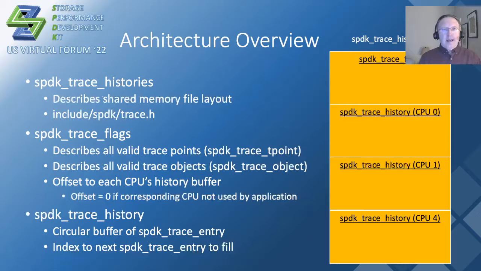And then after that, we have one of these SPDK trace history structures for each of the CPUs. And inside of there, we have a circular buffer of a data structure called SPDK trace entry. And then it also has an index to the next entry that it will fill. So that's effectively what's in these per CPU buffers: just these circular buffers of the data points.